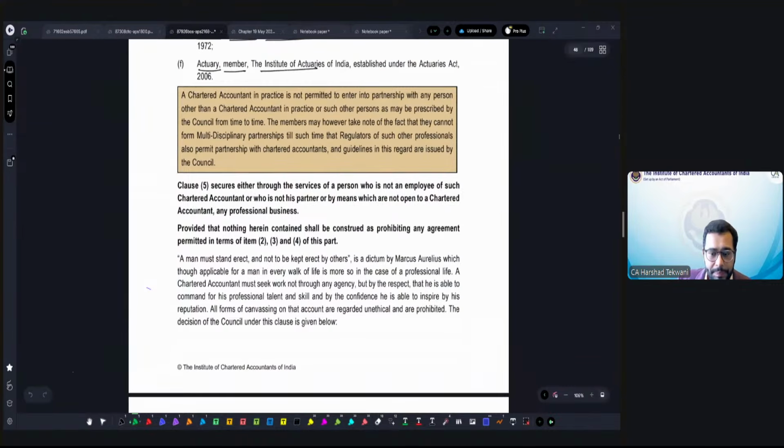So in your study material, it says secures through the service of a person who is not an employee. So the employee of such chartered accountant is fine for us. Who is not a partner, so a partner is fine for us. Or means which are not open to a chartered accountant. Any professional business. Okay, so remember this term. We are not only talking about attestation work. We are talking about any professional business. This includes a wide array of services. Any doubt? Anyone?